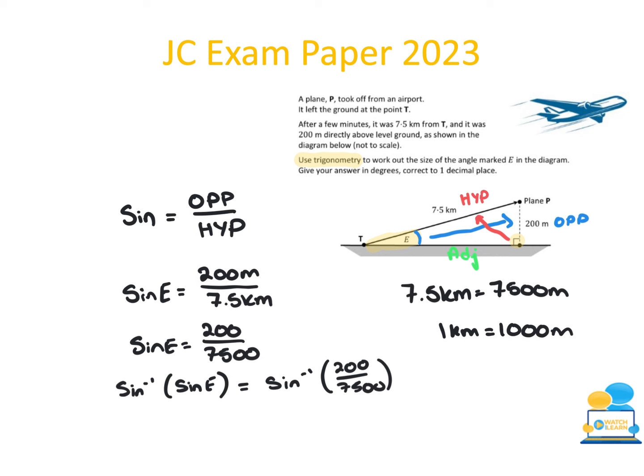That will cancel out the sine, and I will be left with angle E here, and then I can pop into my calculator the inverse sine of 200 over 7,500. That gives me a value of 1.5281 degrees. The question asked me to round my answer to one decimal place, so I will say that angle E is equal to 1.5 degrees. So that tells me that as the plane took off from point T and went to point P, it went at an angle of 1.5 degrees.